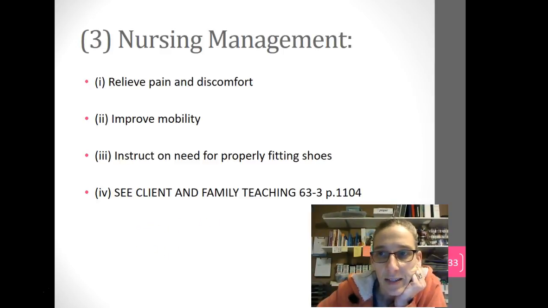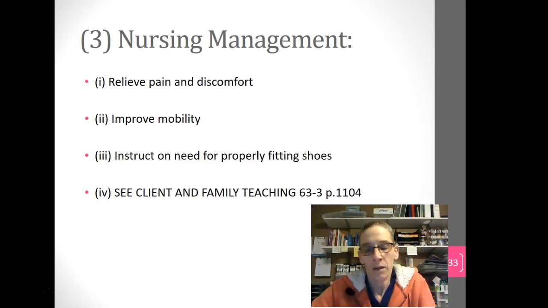Need to be sure and see client and family teaching on page 1104. And then we got bone tumors.